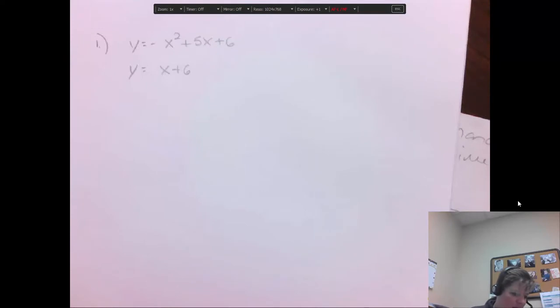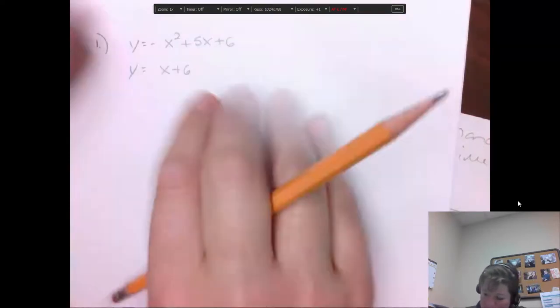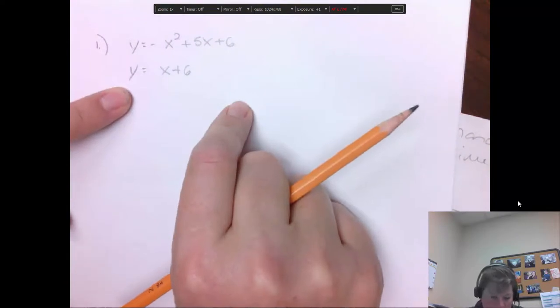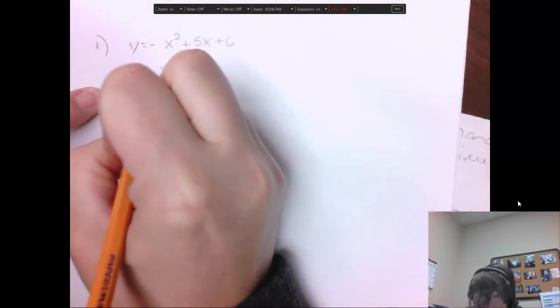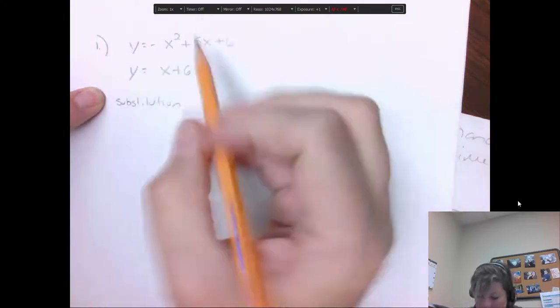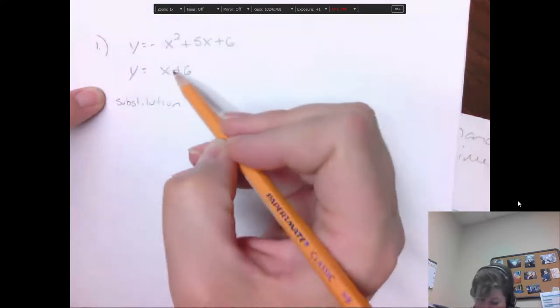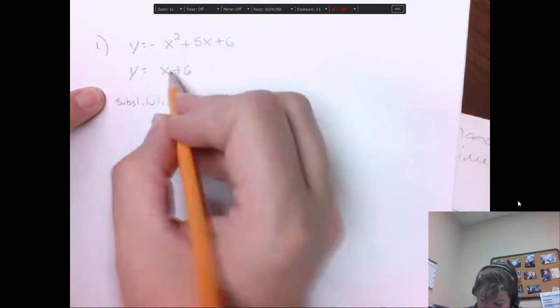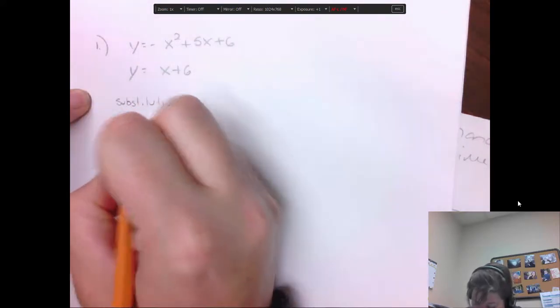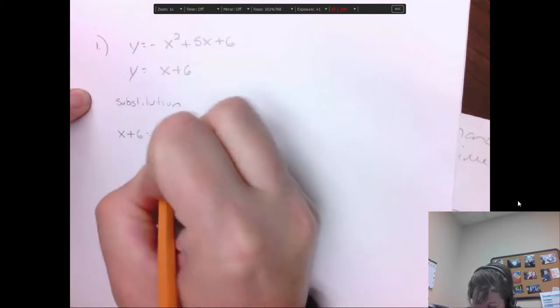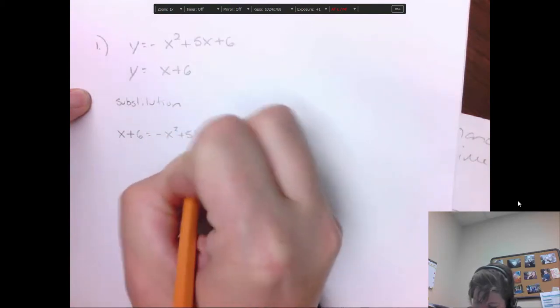But all right, let's look at how we solve this by hand. These are both set equal to y, so we're going to start with substitution. We want to see where they're equal, right? So we're going to put this one in for the y. We set them equal to each other so that I have x plus 6 equals negative x squared plus 5x plus 6.